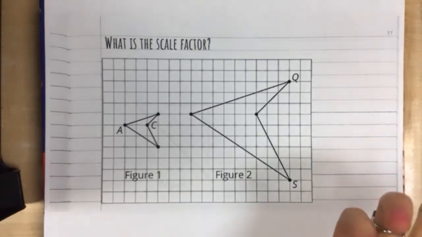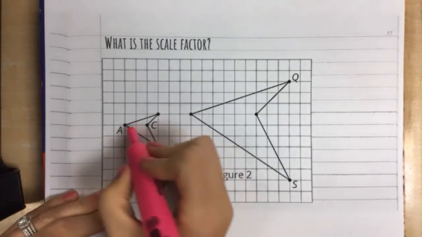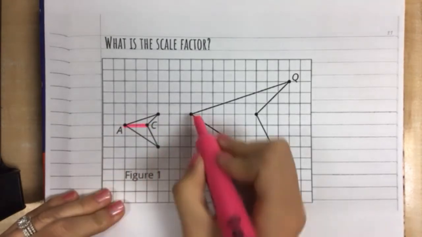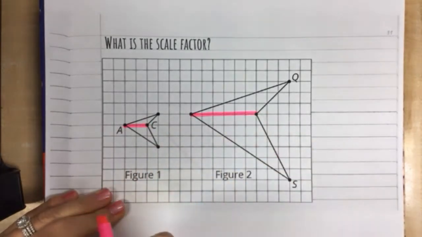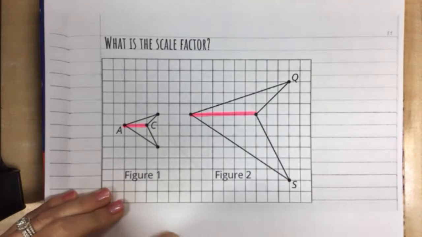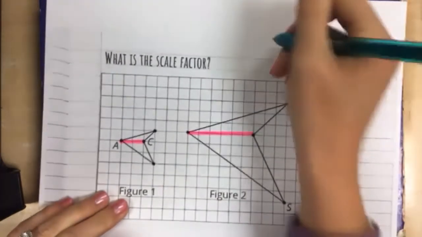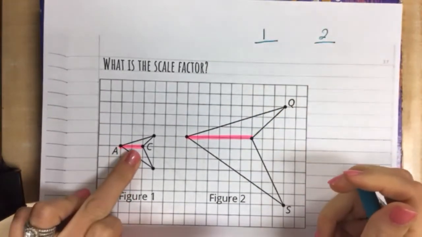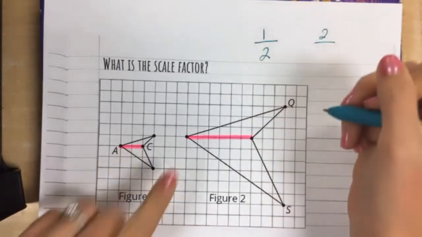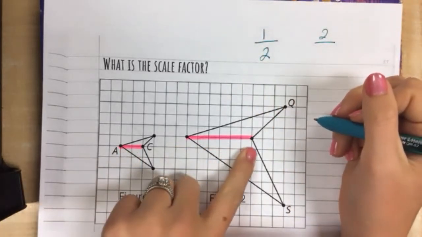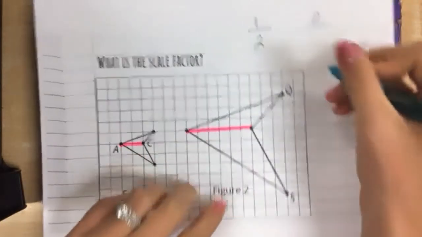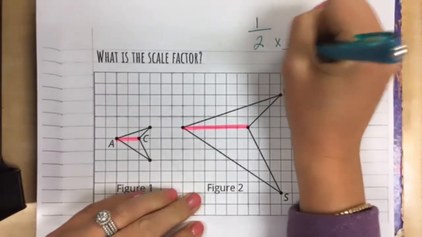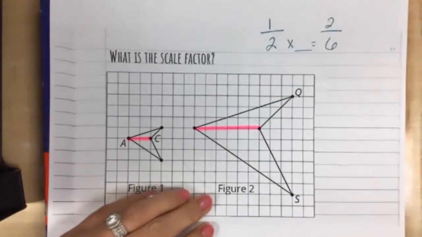Now, just like the last one, we don't have exact values. So what I'm going to do is highlight 2 segments. I'm going to go from A to C here, which means between these 2 points on this one. So let's do figure 1 and figure 2. In figure 1, the length is 2. In figure 2, the length is 6. 2 times something gives me 6.